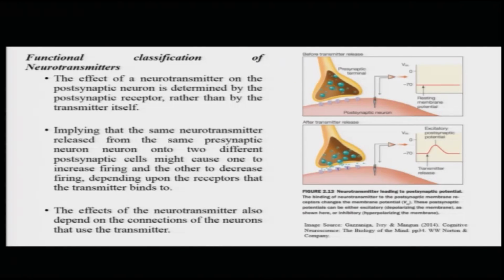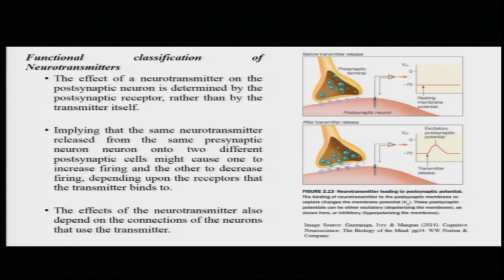Again, another thing is that the same neurotransmitter released from the same presynaptic neuron onto two different kinds of postsynaptic cells might cause one to increase the firing and the other to decrease the firing. So, the effects of the same neurotransmitter on two different cells can actually be slightly different. So, this is also something that one should note.